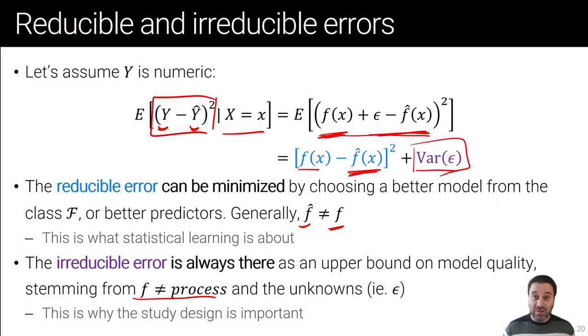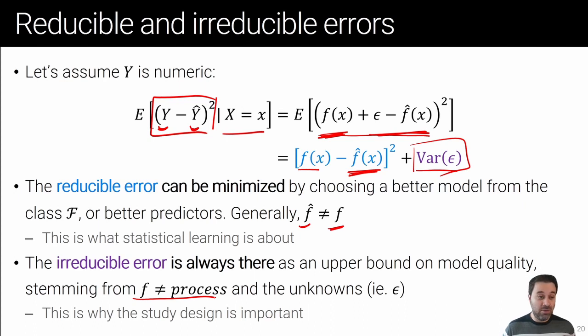And this is why the study design is important. This is why all the previous lectures about how we properly design a study are important, because unless we have knowledge and observations about everything that can potentially affect the response, we're always going to have an irreducible error.